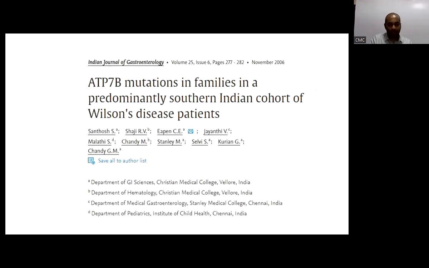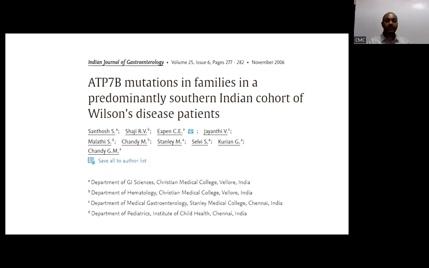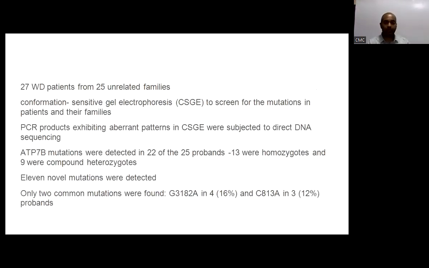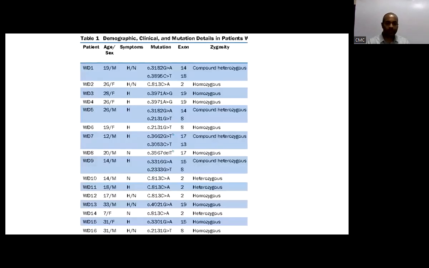Studies have been done from our institute also, predominantly from hepatology. One paper was published in 2006 with 27 patients. Out of these, 22 were found, 13 were homozygotes and 9 were compound heterozygotes. One more study was published recently, in 2022, using multiplex PCR-based gene sequencing. These are the patients which they found.